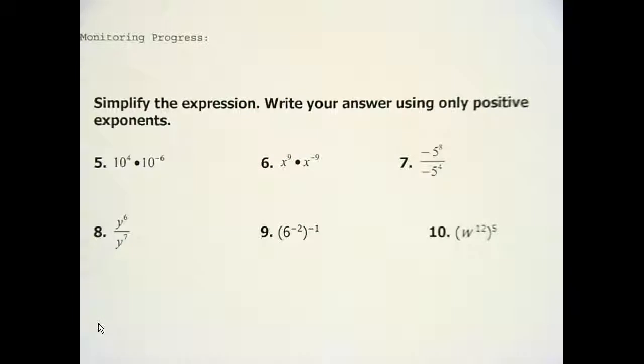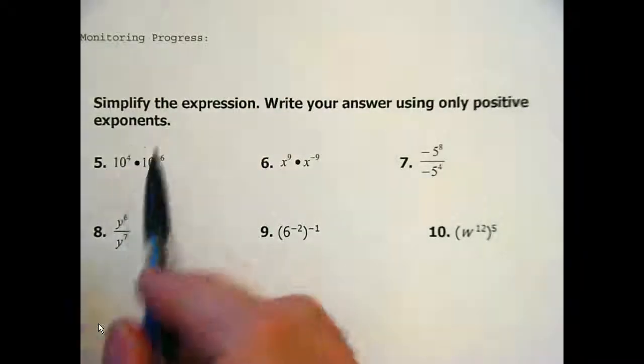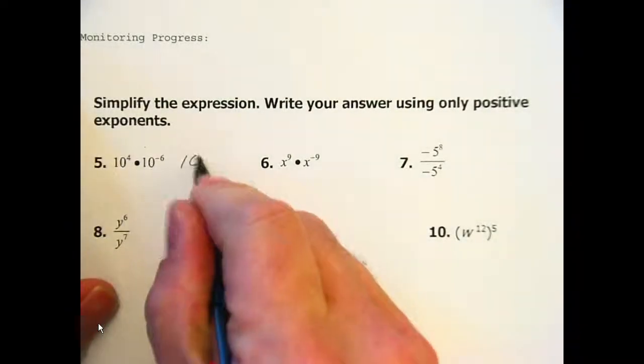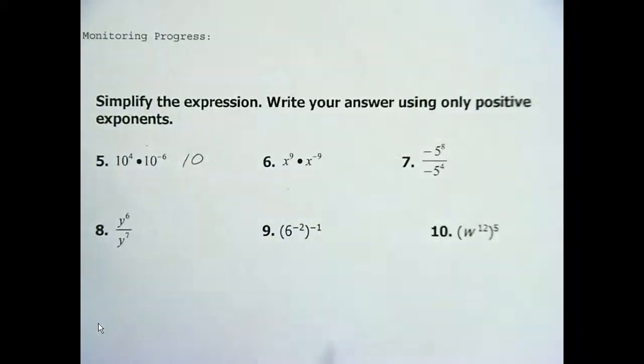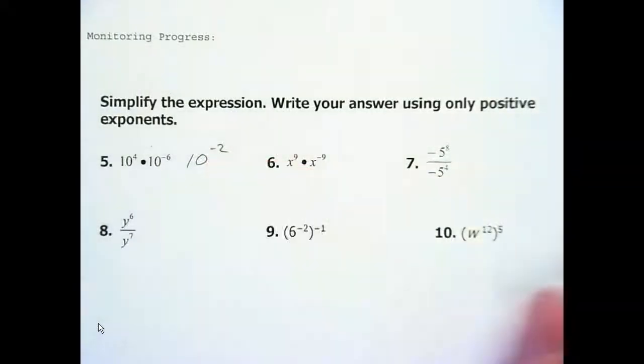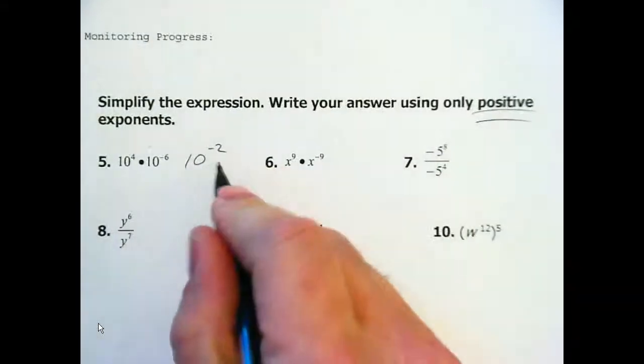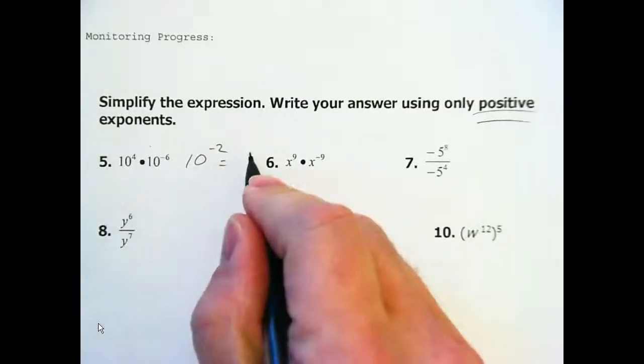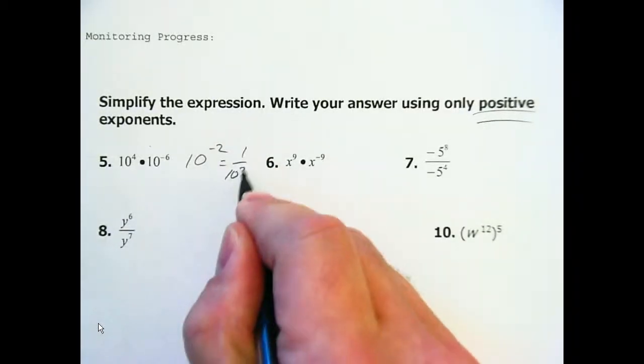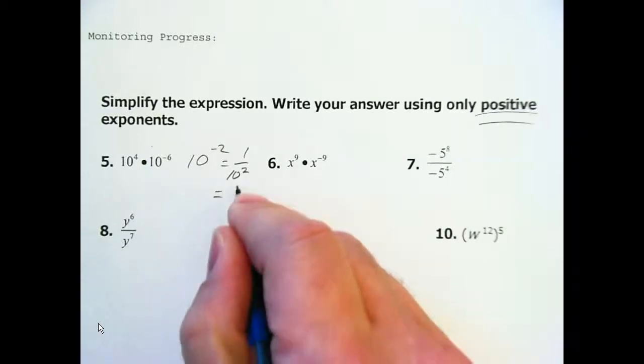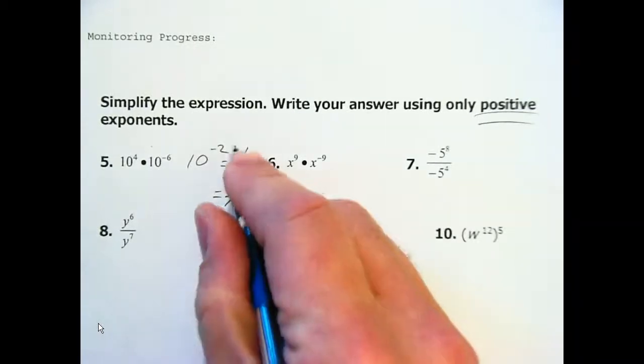Okay, here we go. Everyone, what's number 5? 10 to the negative 2. However, we can only use positive exponents, so it's actually what? 1 over 10 to the second. Which is? 1 over 100. 1 over 100. Very good.